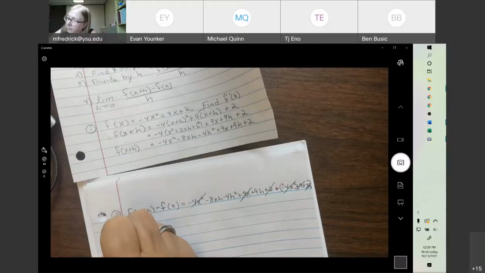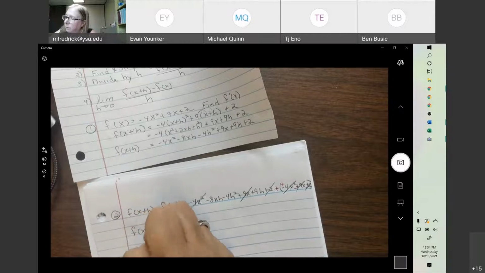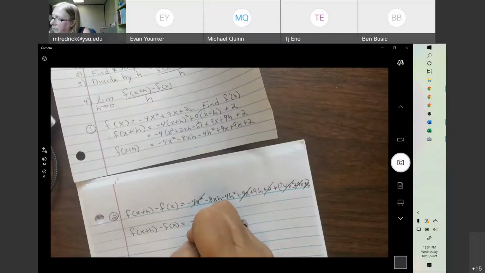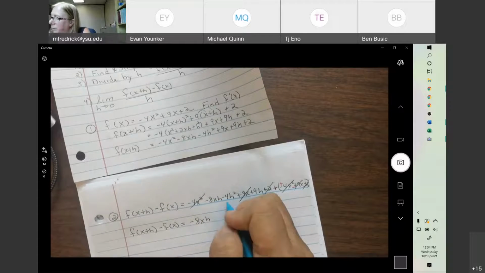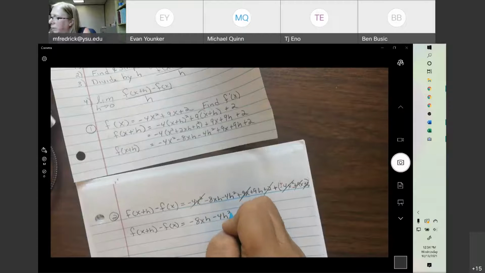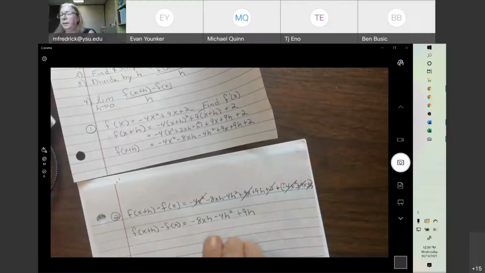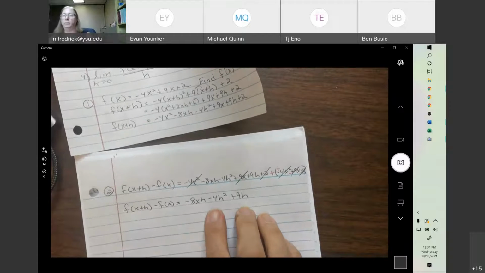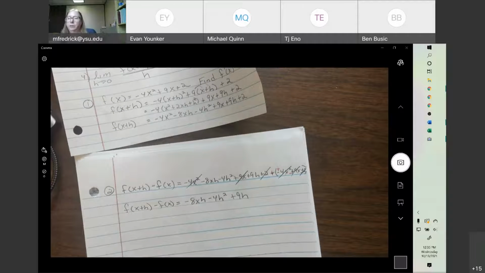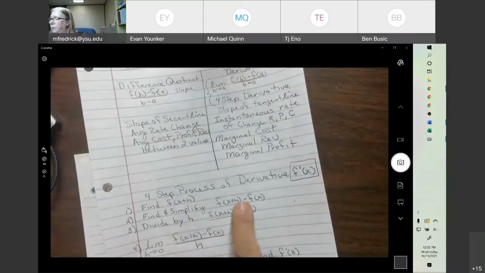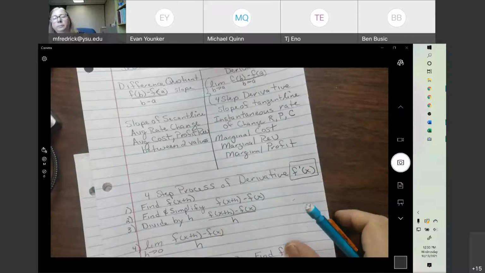So we have f of x plus h minus f of x equals -8xh minus 4h squared plus 9h. Notice they all have h's, 3 terms, all with h. Any questions on that part? So that's the end of step 2. Step 3, we divide by h.